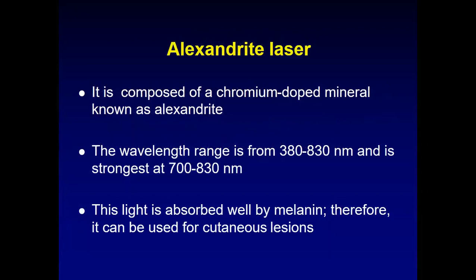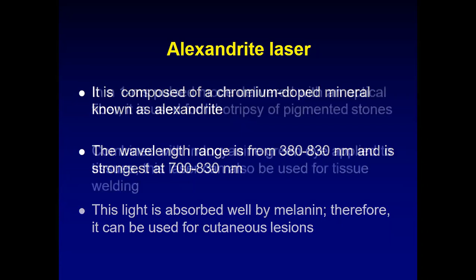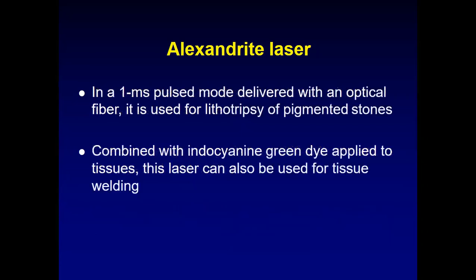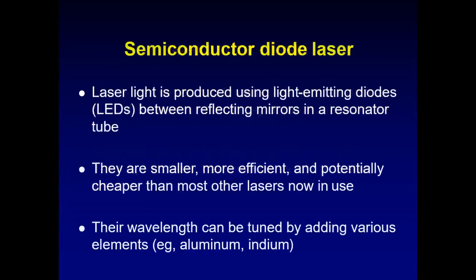Alexandrite laser is composed of chromium doped mineral alexandrite with a wavelength of 380 to 830 nanometers, strongest at 700 to 800 nanometers. Light is absorbed well, and melanin as well is absorbed. This one is also used for cutaneous lesions. At 1 ms pulse mode delivered with an optical fiber, it is used for lithotripsy of pigmented stones and can be combined with indocyanine green dye for tissues and for welding of the tissues.